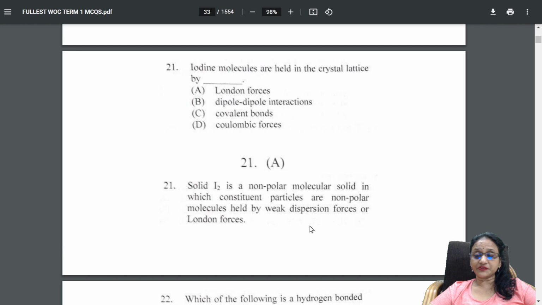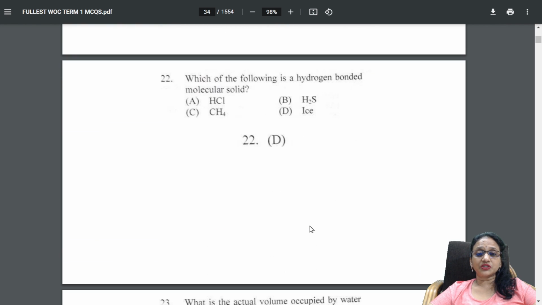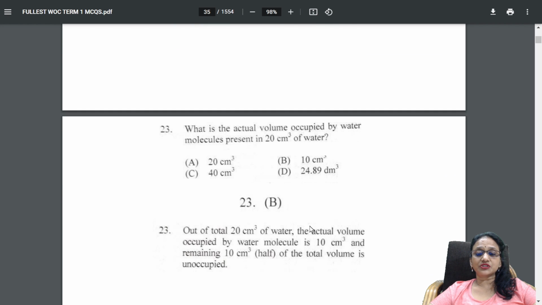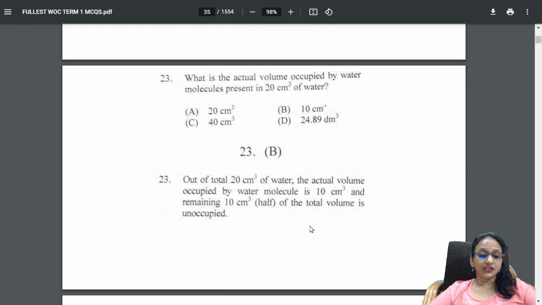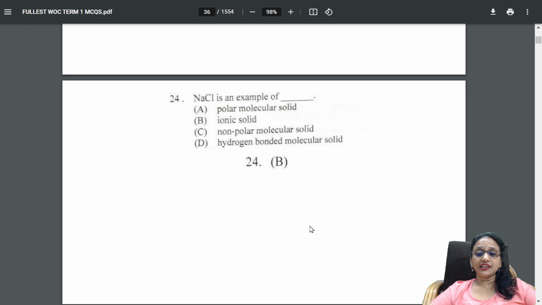Suppose I see the classification table, that crystalline solids are divided like this. Questions are given, options are given. The reason is also given below. So one more about hydrogen bonded solids. Yes. One more question, one small numerical. The solution is also given below, right? Learn it. Then comes your NaCl example.